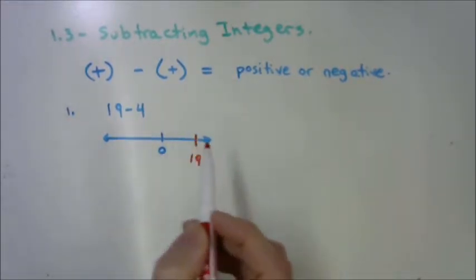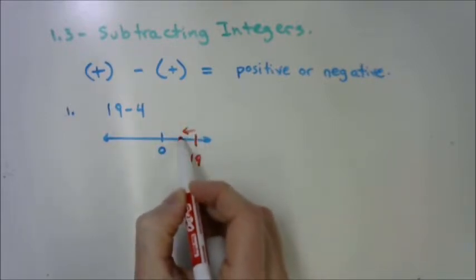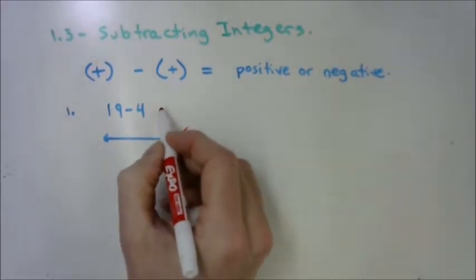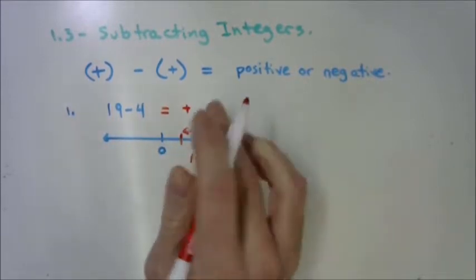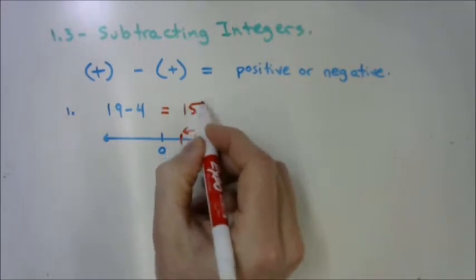Which way are we moving, left or right? Right. Are we going to cross over 0? Nope. So our final answer is still going to be what sign? Positive. Still going to be a positive final answer. So we're really doing 19 minus 4. You should be able to do that in your head. 15.